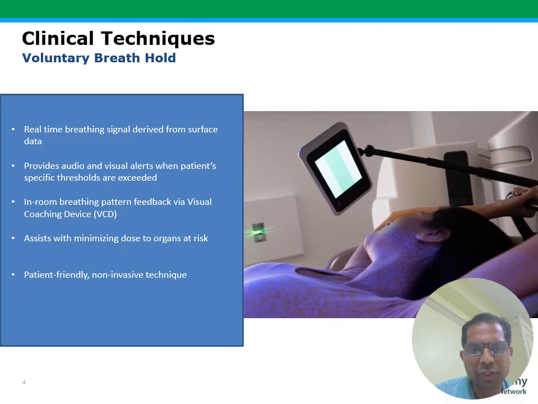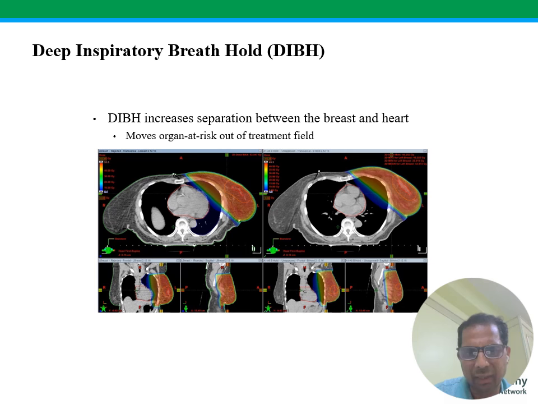Now for deep inspiration breath hold, we favor surface guidance because it has got voluntary feedback. The setup is faster and easier and a more patient-friendly approach. And you can see why DIBH helps out. You can see the lung volume is increased and the separation between heart and lung has increased. So you can decrease the heart dose and also decrease the lung dose. And both are important in breast cancer patients where we are treating with definitive intent.